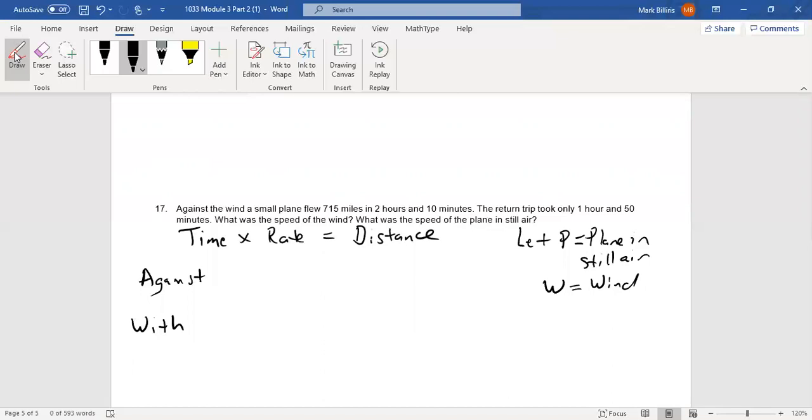So now, against the wind, the rate is going to be the speed of the plane minus the wind. With the wind, it's going to go faster, so it's going to be the speed of the plane with the help of the wind. So in every single problem, what I do first is I set up a table and I just write against P minus W with P plus W. And then it's easy to put in the distance. So in here it says that the distance is 715 miles. So you've filled out already 2/3 of the table.